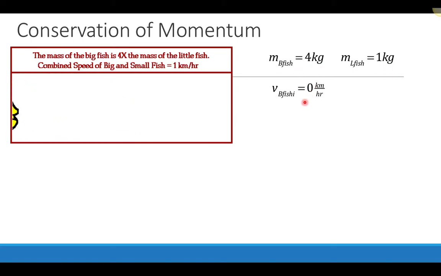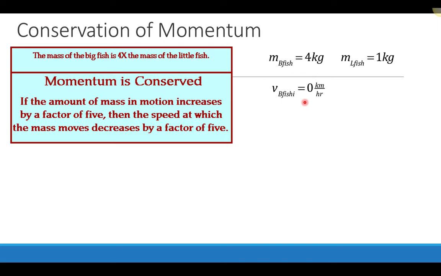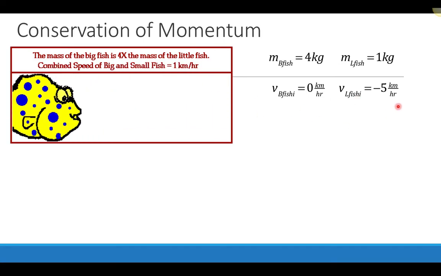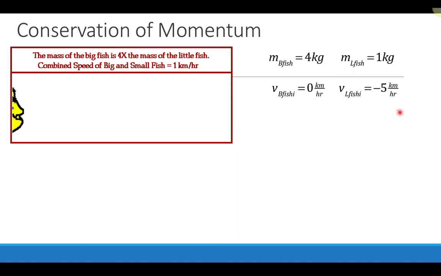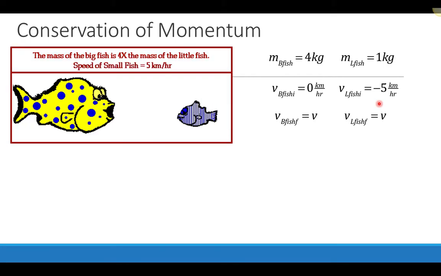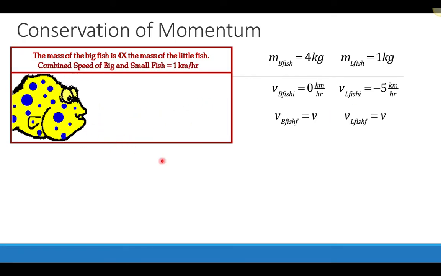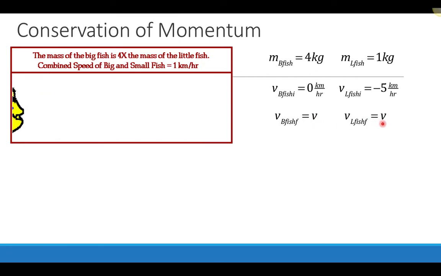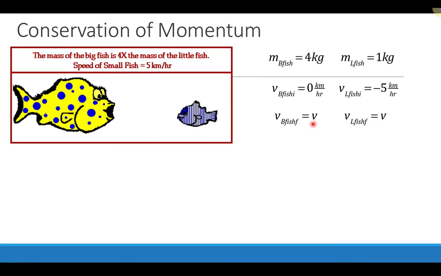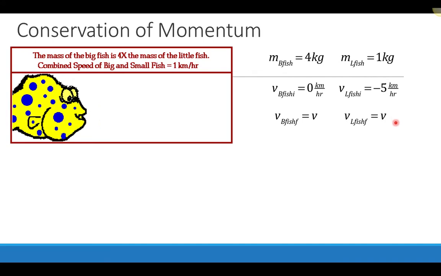We also know that the big fish initially is not moving, it's just sitting there. And the little fish is traveling to the left at 5 kilometers per hour. So there's that 5 kilometers per hour, and it's negative because the fish is traveling to the left. After they collide with one another, they're both traveling together at exactly the same speed. In other words, this is a perfectly inelastic collision, because they stick together, so they're both going to have the same final speed afterwards.